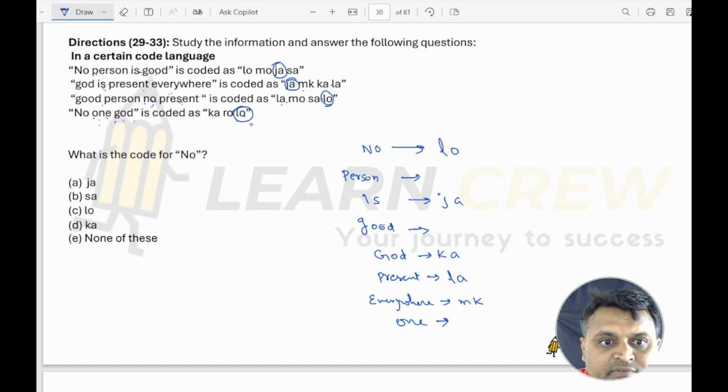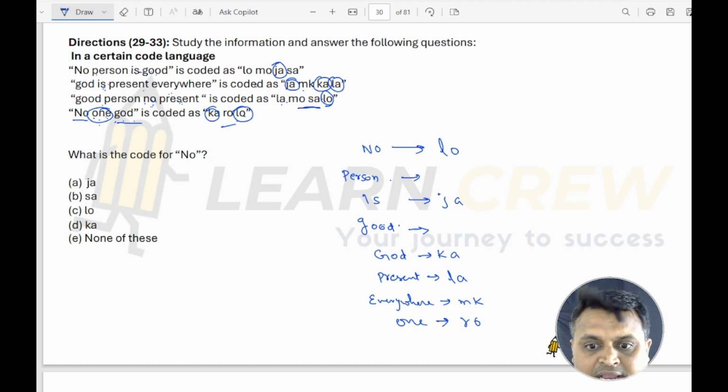LO and KA are fixed. KA means God and LO means no, so one would be RO. The remaining two are person and good. LA, KA, LO, MK and RO are fixed, but MO and SA are not. We cannot say which is MO and which is SA. A person can be MO or SA, or good can be SA or MO.